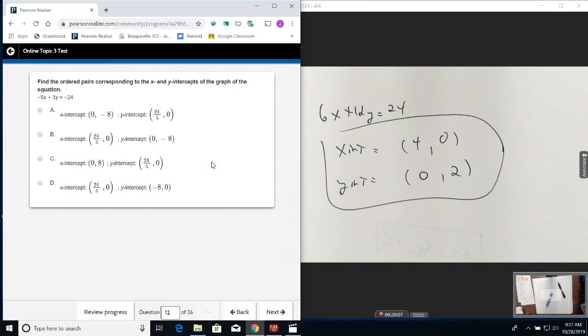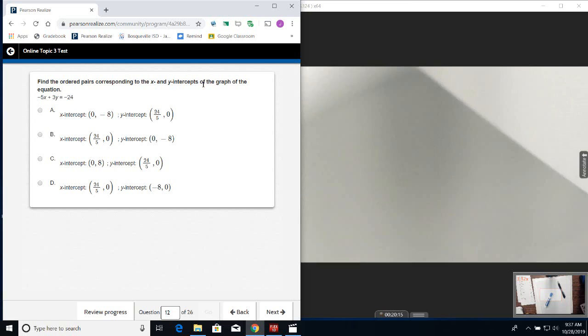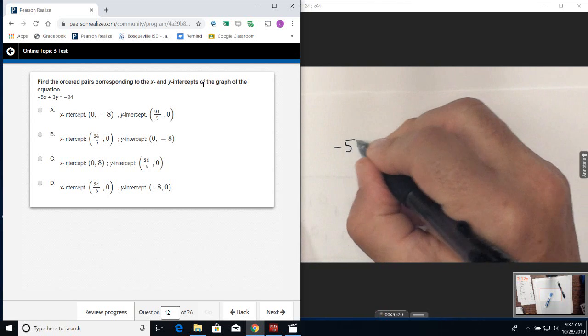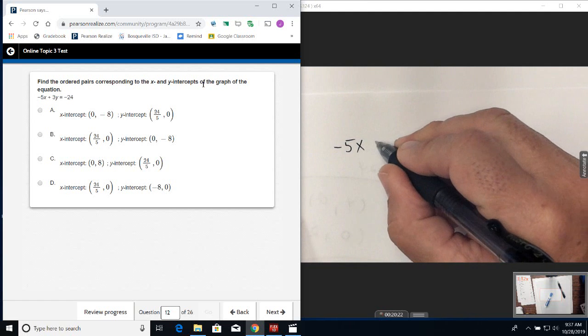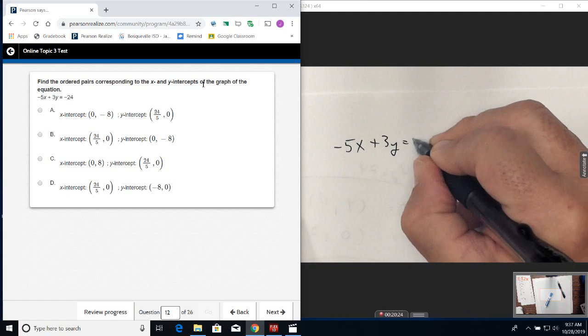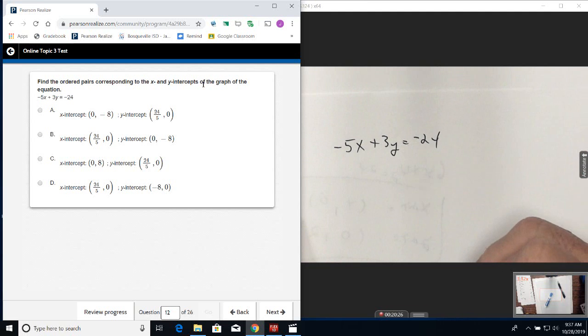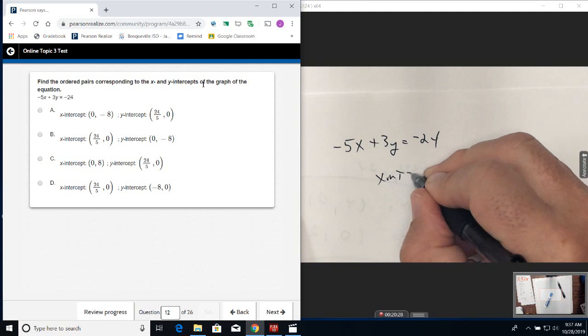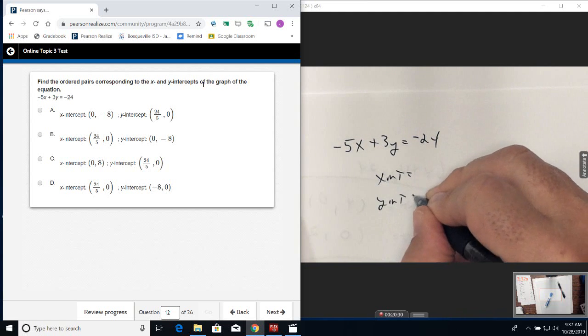All right, let's go to question 12. It says, find the ordered pairs corresponding to the x and the y-intercepts of the graph of the equation. Once again, same problem. How do I find the x and the y-intercept? Here's my equation, negative 5x plus 3y is equal to a negative 24. What is my x-intercept? What is my y-intercept?